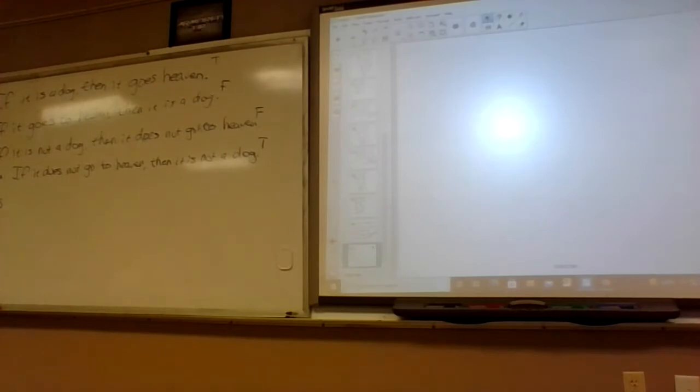So modus ponens, it's like a Latin phrase, but it's just saying you're basically repeating the if-then statement. So if Puddles is a dog, meaning my dog's name is Puddles, Puddles is going to heaven. So that's modus ponens. I get the last one now. Okay, so that's kind of what that means.